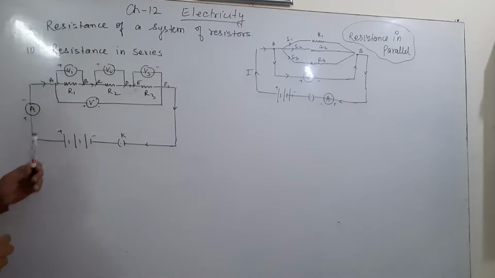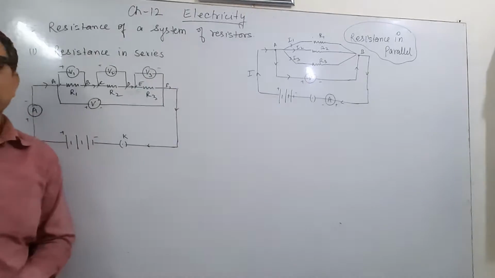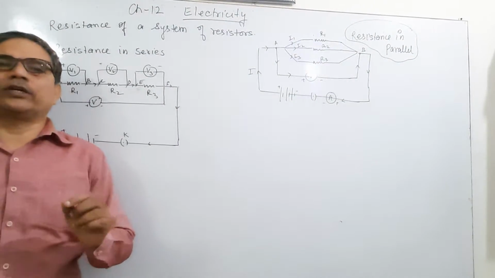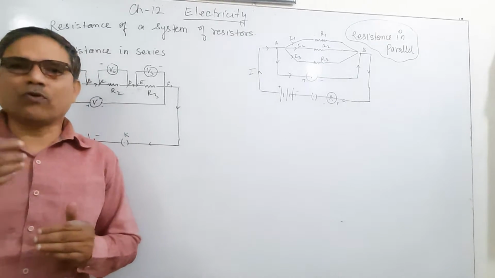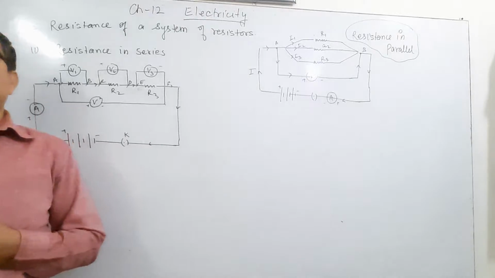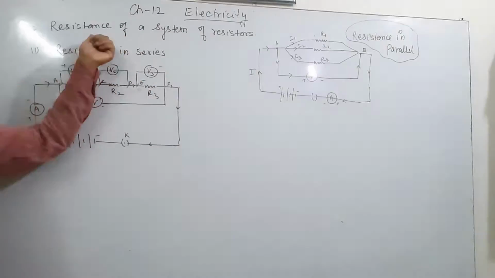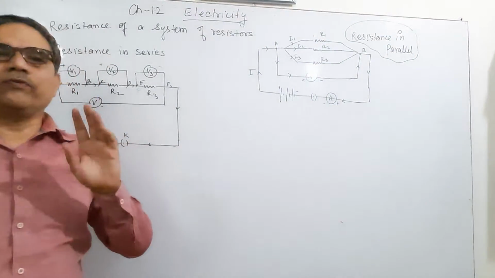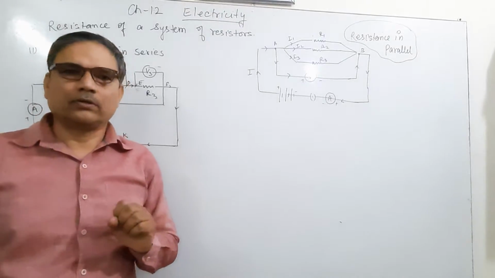Here the topic is resistance of a system of resistors, meaning different resistors, may be two or more than two. In what way we can arrange them, what is the system of arrangement of the resistors to get the resistance. And there are two ways in which the resistors can be arranged.